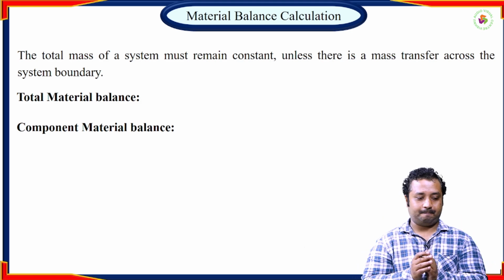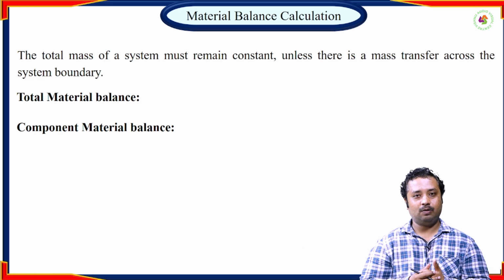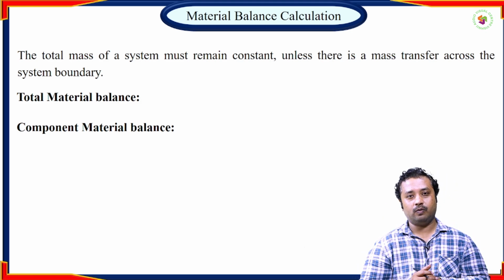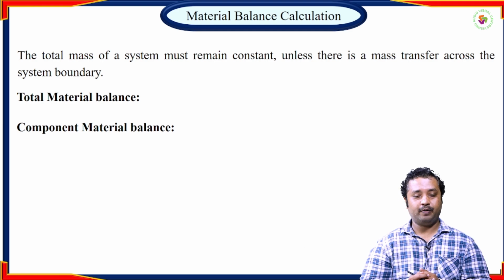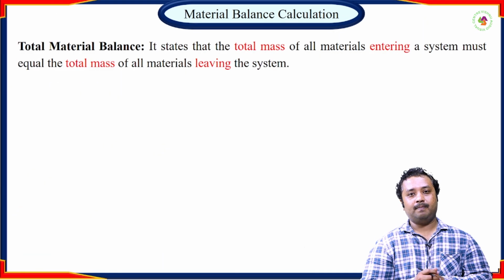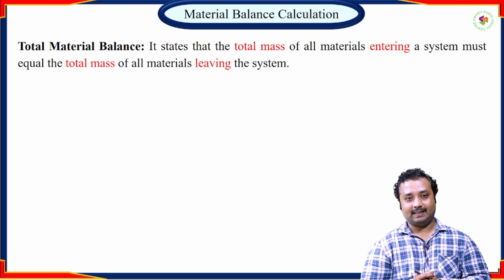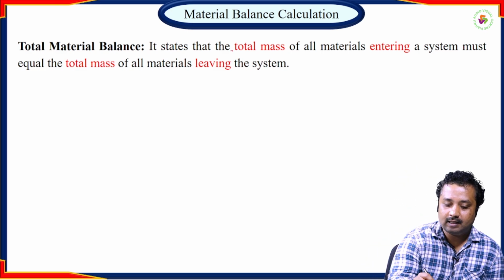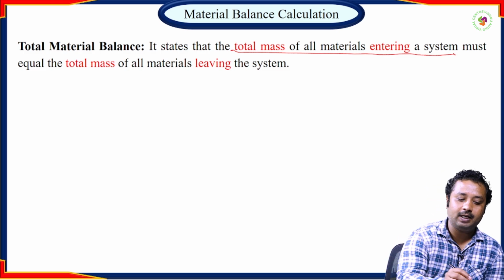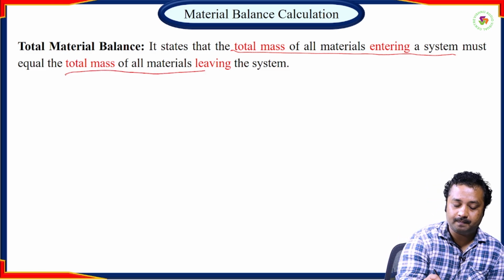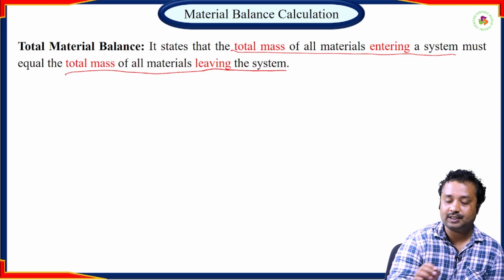Within the system, for material balance calculations we use two approaches: total material balance and component material balance. We will discuss one by one. The first point is, what is total material balance? It states that the total mass of all elements entering the system must be equal to the total mass of all the material leaving the system.